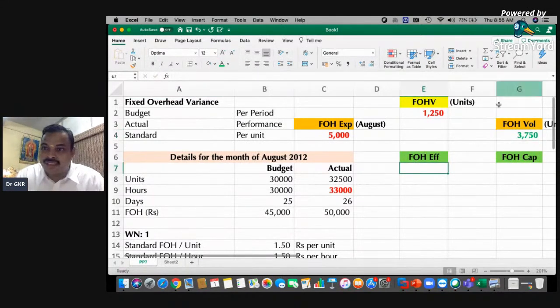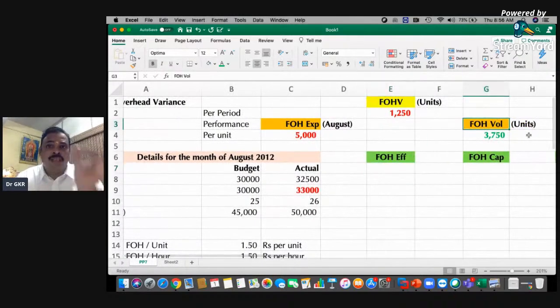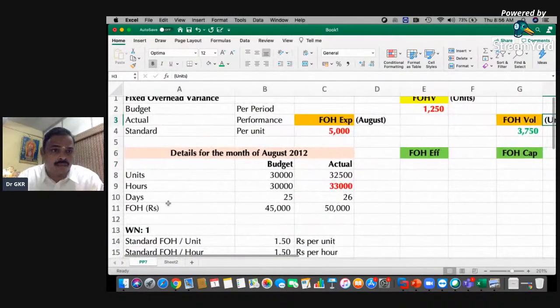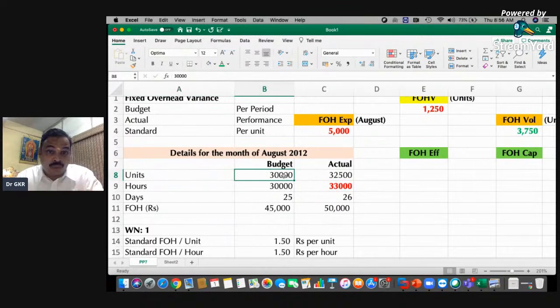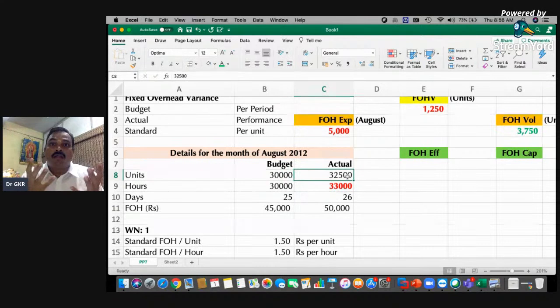How are you going to find this? Volume means always units. Now please look at the volume here. Units, 30,000. You should actually manufacture 30,000 only for the month of August. Budget for August is 30,000. But actually how much have you manufactured? 32,500. Wow, you have manufactured more. You are efficient, but efficiency is a different concept. This is in terms of units.